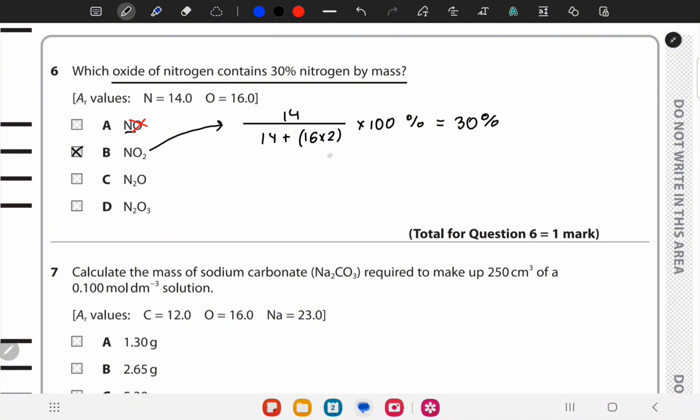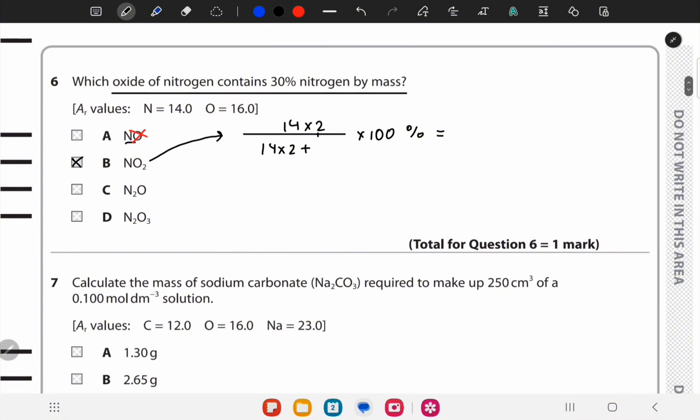If you want to calculate for the other ones as well, we can do that. For N2O, we'll have 14 into 2 divided by 14 into 2 plus 16. This will come out to be 64%. And if I have N2O3, I'll get 37%.